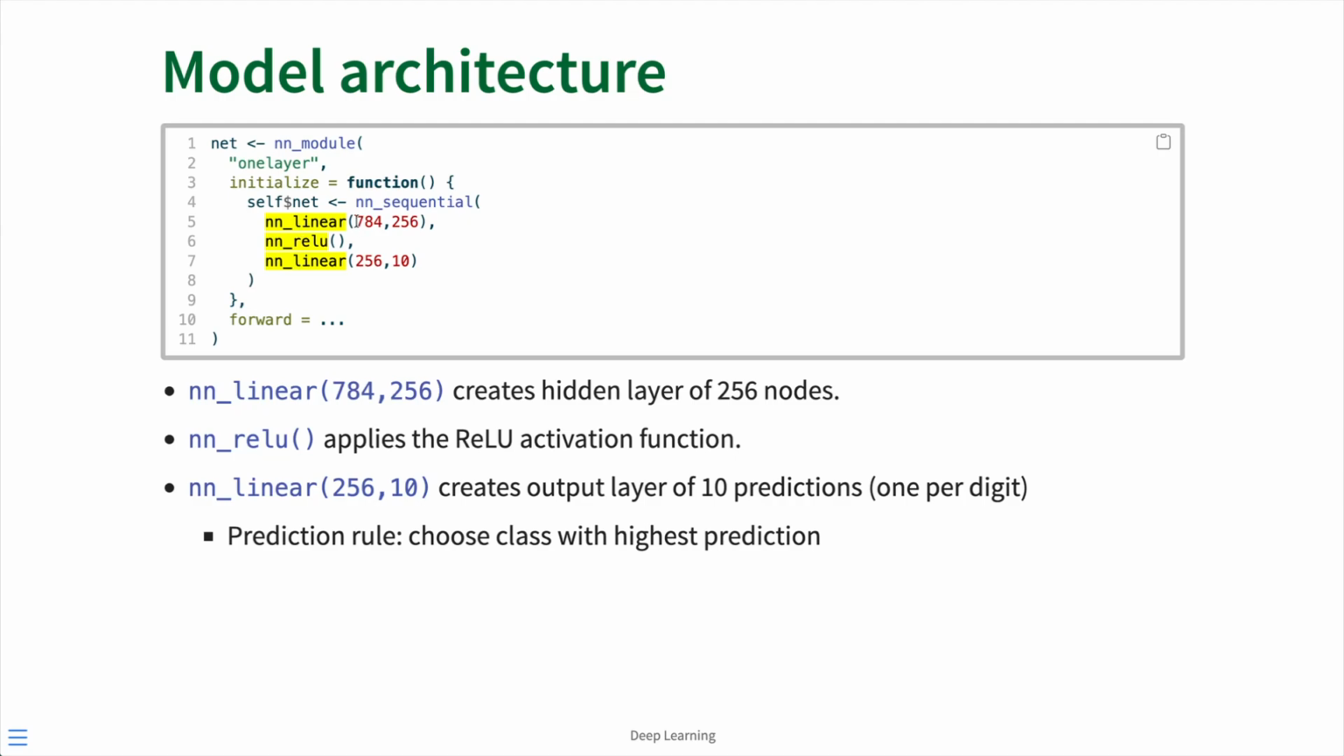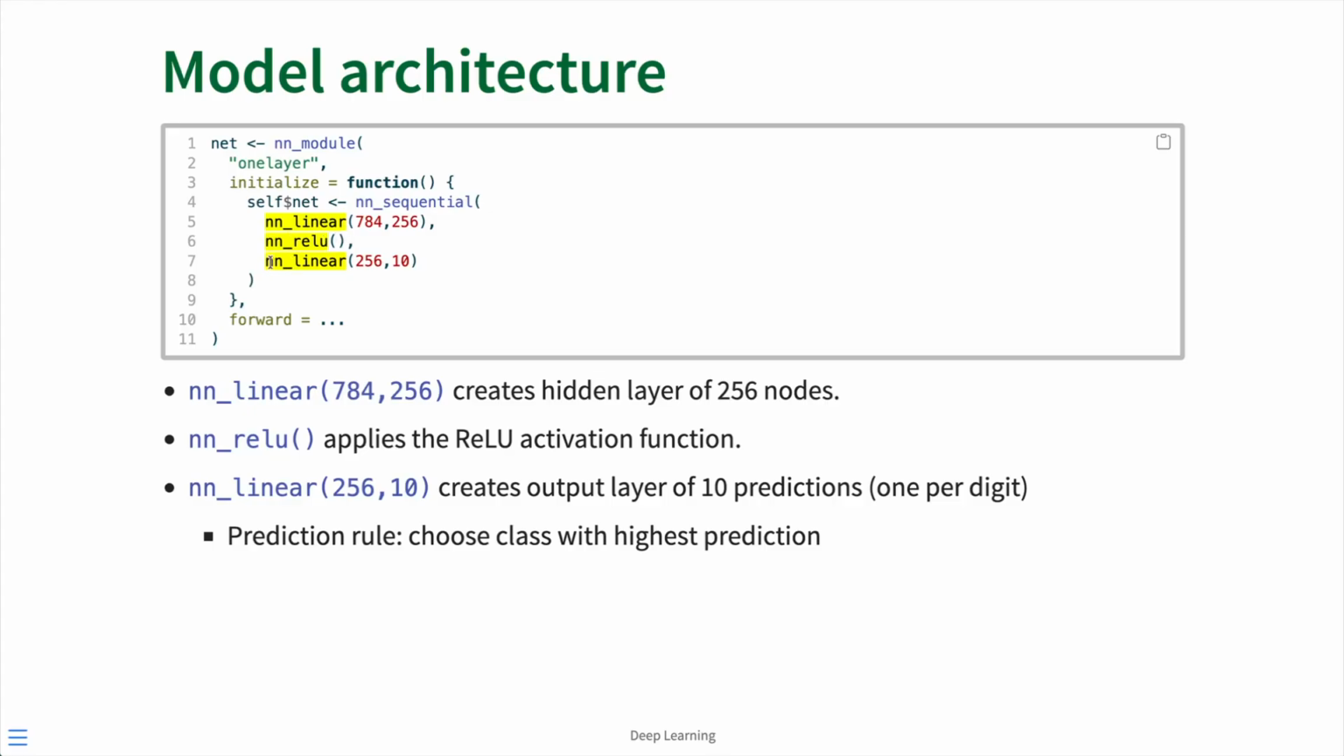Remember we said that these MNIST images have 784 pixels, so this initial layer needs to take in 784 inputs. We're creating these layers with the nn_linear functions. The first argument is the number of inputs. The second number is the number of outputs. So here we're saying that there's going to be 256 outputs of this layer, which means that we're going to have 256 nodes in this first hidden layer. Next up, we add an activation function. Here we're using something called the ReLU activation. This doesn't need any arguments.